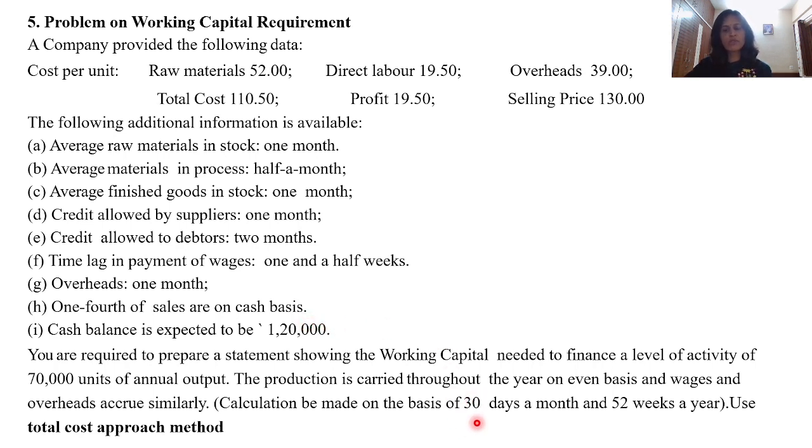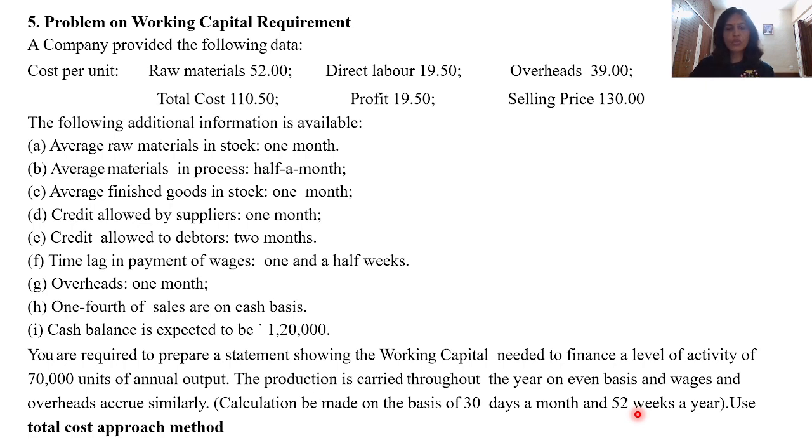One more information which is very importantly given here is, in a month they are saying there are 30 days. So according to this, how many days are here in a year then? Yes, 30 into 12. This is going to be 360 days. And how many weeks then? 52 weeks. So we have to make all our calculations by keeping all this information in our mind.